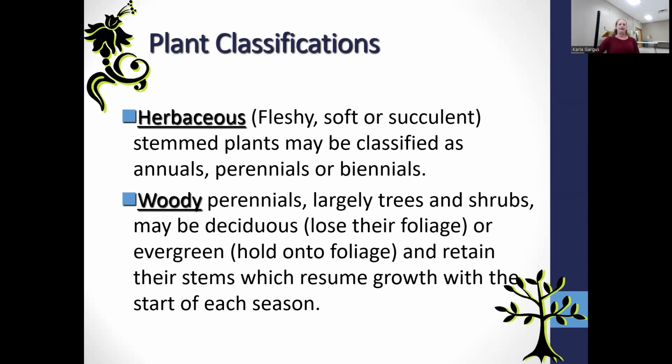Okay. Short-term memory. Okay, so herbaceous plants, as I said, are going to be a soft, fleshy, kind of succulent type plant. They may be classified as annuals, perennials, or biennials. Your woody perennials are largely trees and shrubs. They may be deciduous, ones that lose their foliage, or evergreen, and they hold on to their foliage and retain their stems, which resume growth each year. And so we've already learned about our woody plants. So tonight we'll be just concentrating on the herbaceous plants.